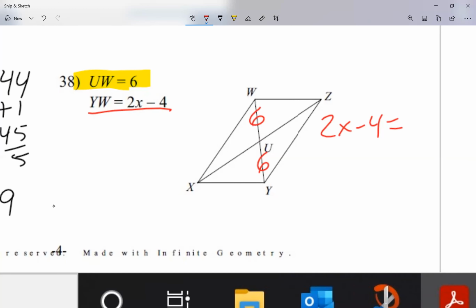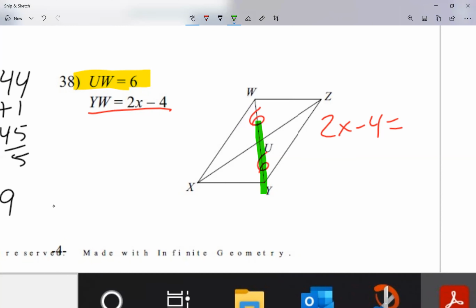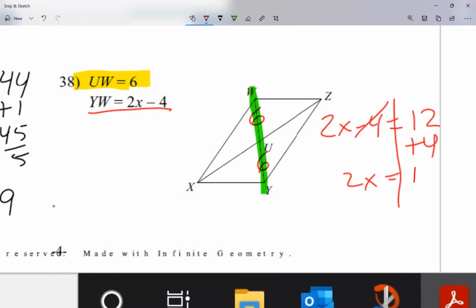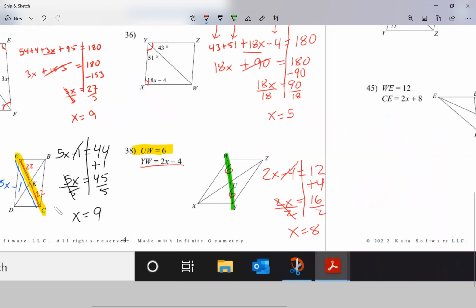Now YW, if I look at Y all the way to W, it's the entire diagonal. So I'm going to let this equal 12. Let me separate them through the equal sign. My minus 4, let me move it over as a plus 4. So I get that 2x is equal to 16. To get the x by itself, let's divide by 2. So I get x is equal to 8. Let me zoom out so you guys can see what we did today.